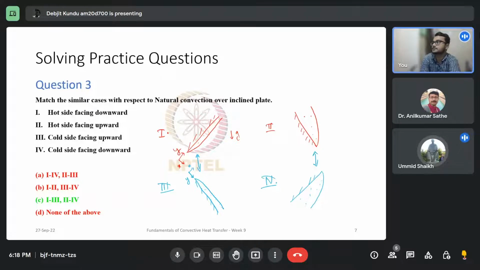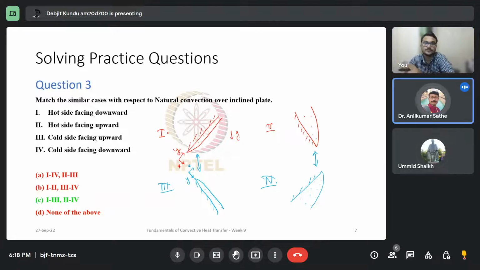Then, can we say that in the first and third case, the boundary layer growth is prevented or obstructed by the plates, due to the inclination of the plates, and here it is not; it is enhanced, it is free? Just like pinching of the boundary layer.